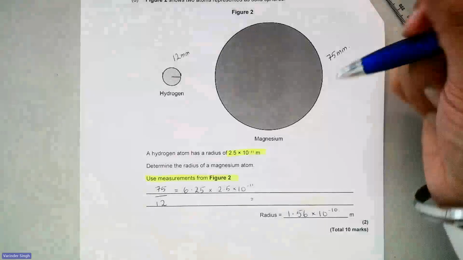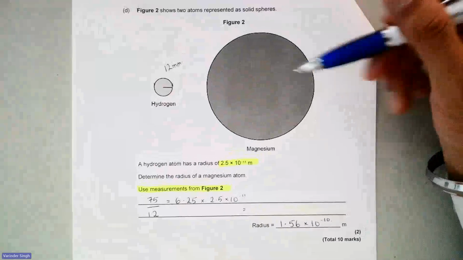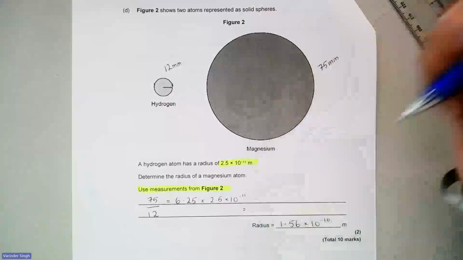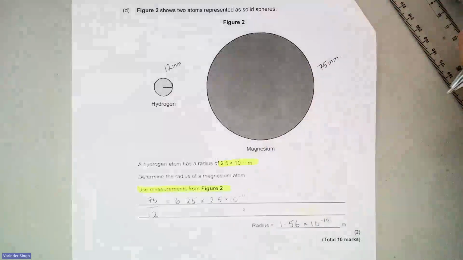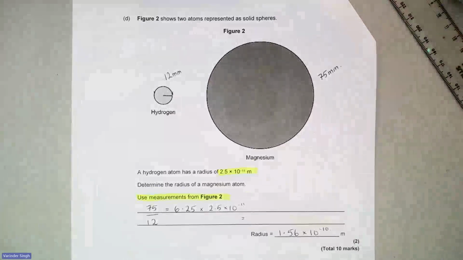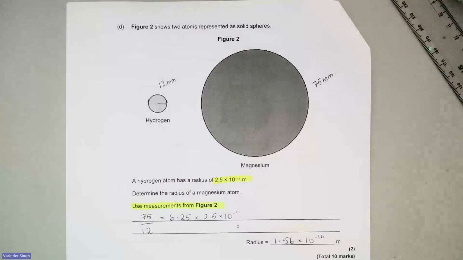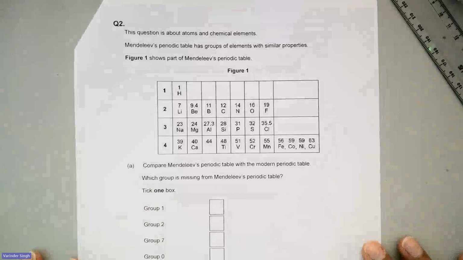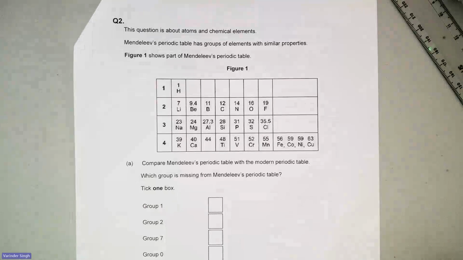So a little bit of simple arithmetic there, a little bit of simple problem solving. Remember to use the clues in the question to help you figure out what it is that you need to do. So again, maths is quite important when it comes to particularly chemistry and physics, but your GCSE science in general. Okay, right, question 2 then.